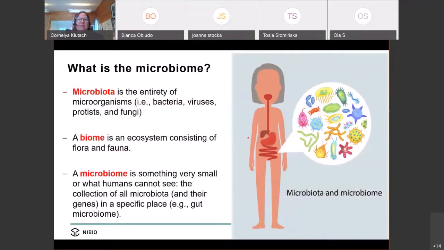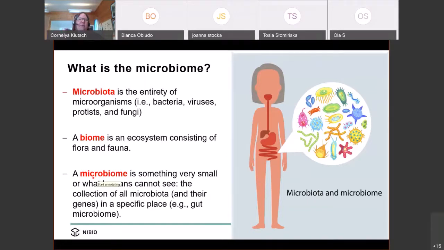Okay, so first of all, I would like to explain a few terms. Microbiota is really the entirety of all microorganisms. This includes bacteria, viruses, protists, and fungi. Fungi are basically mushrooms, just very small, at the microscopic scale. And then we talk a lot about biomes in this presentation. A biome is an ecosystem consisting of flora and fauna, usually at a large scale, what we can see. And this leads us to the term microbiome. This is really the merger of these two terms, microbiota and biome.